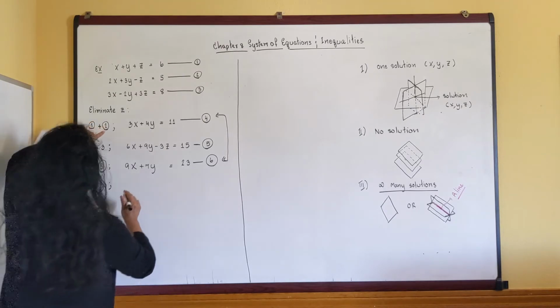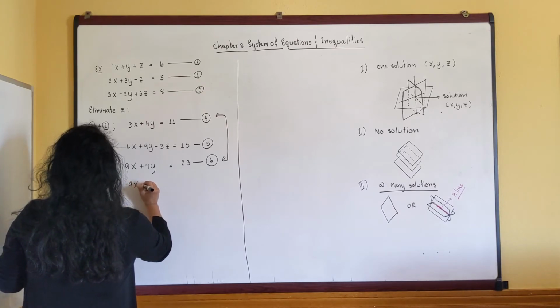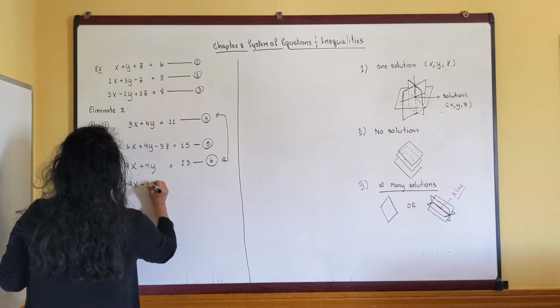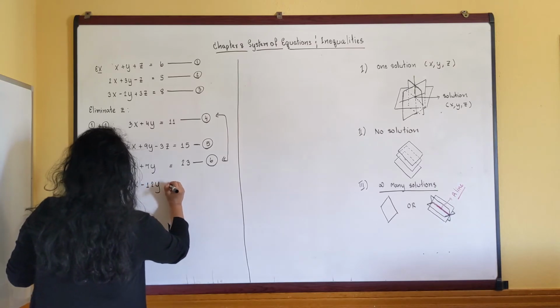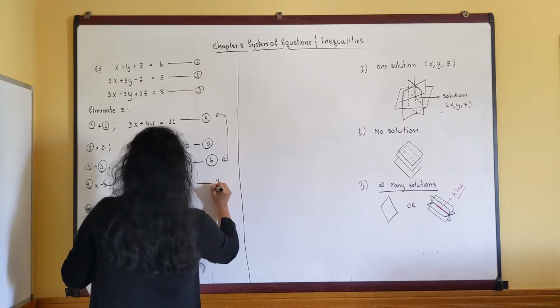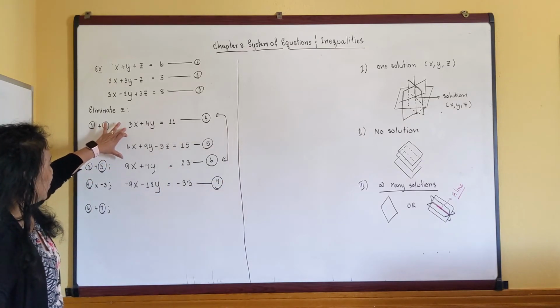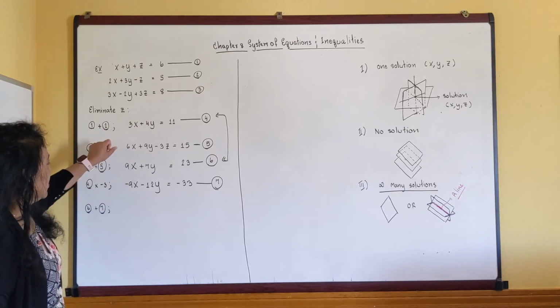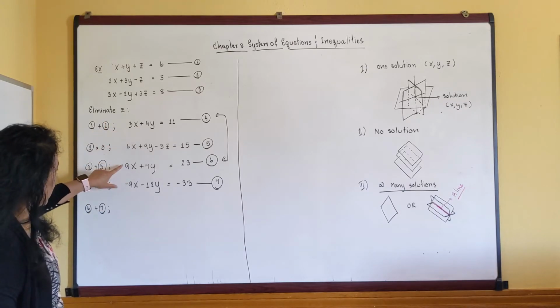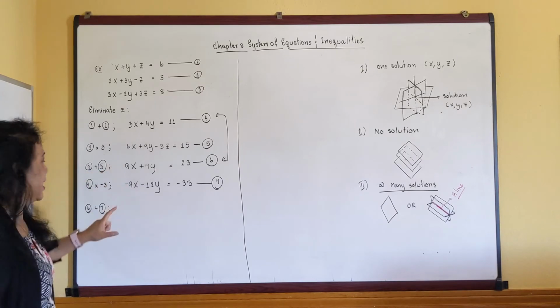So I'm going to have negative 9x, negative 12y equal negative 33. Let's call this equation number 7. All right, I'm going to add 6 and 7. Why do I do that? To eliminate the x. Add 6 and 7.